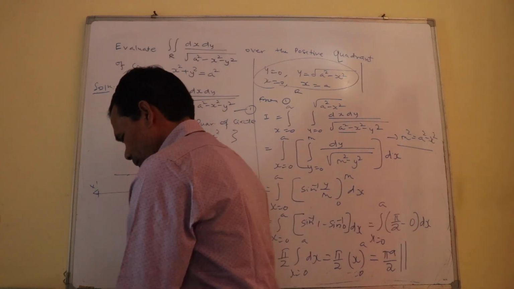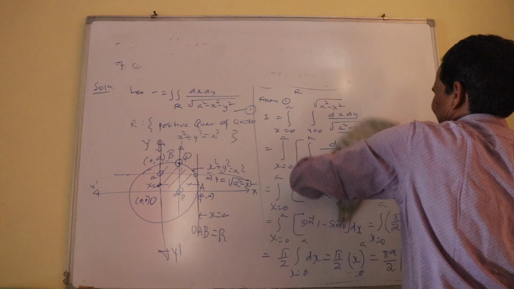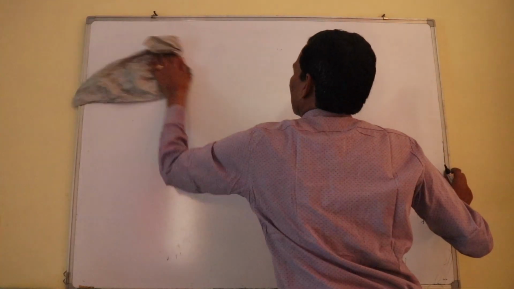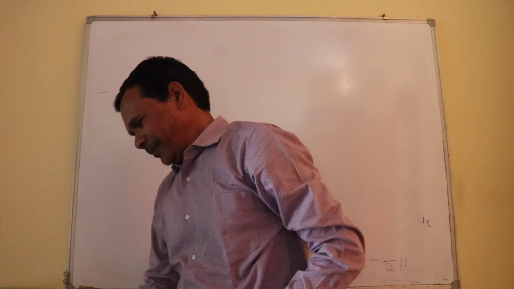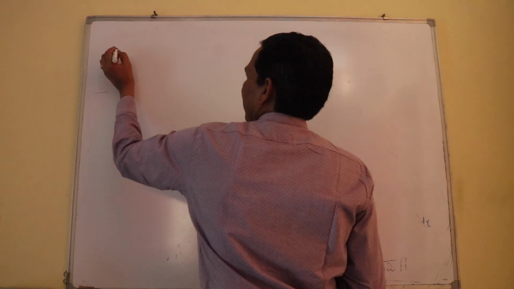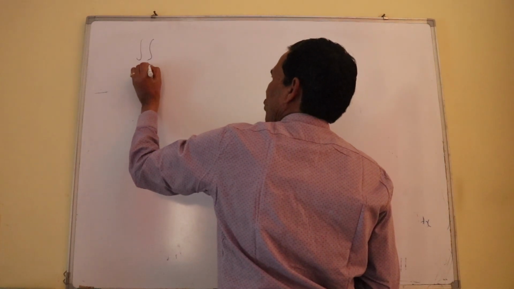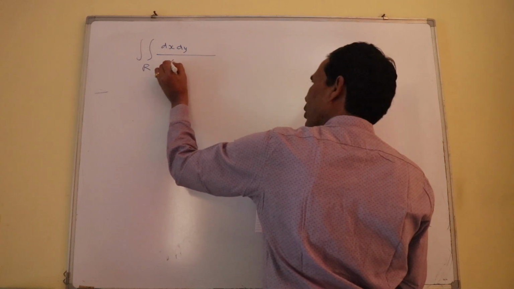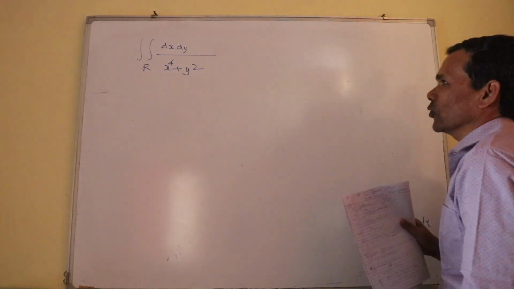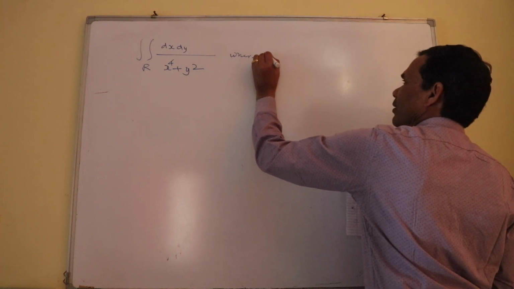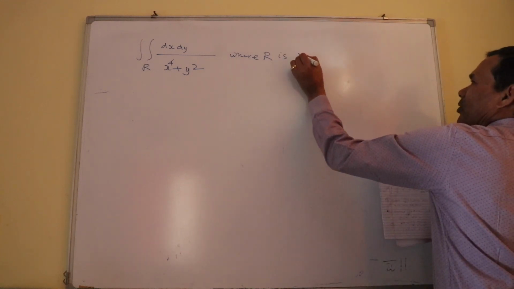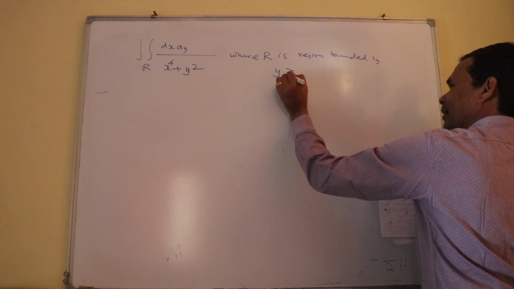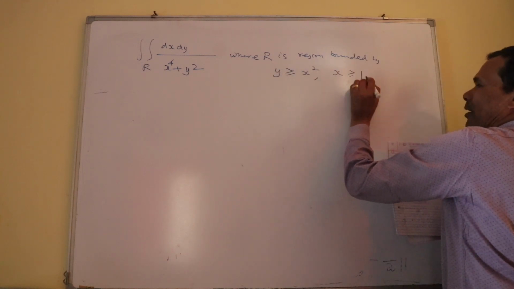Now next is next problem. Evaluate double integration over R of dx dy divided by x raised to 4 plus y square, where R is the region bounded by y is greater than or equal to x square, x greater than or equal to 1.